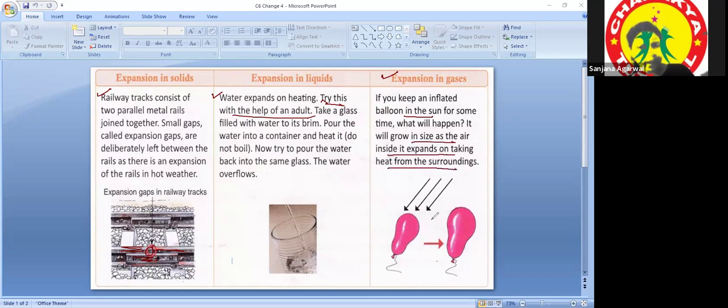So you can try this activity also, because now the temperature is already so high. You can try expansion in gases also.